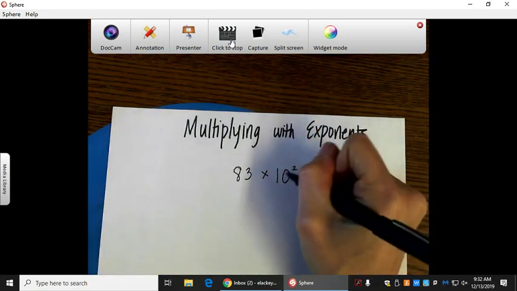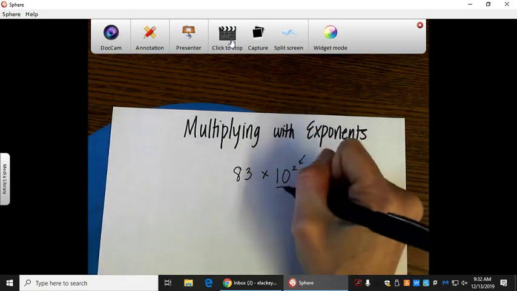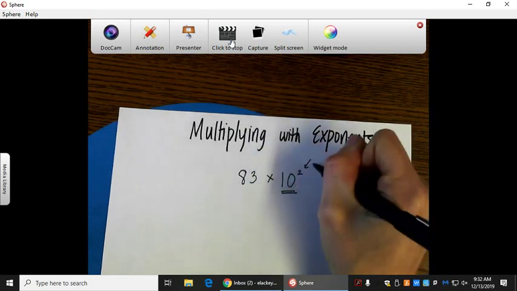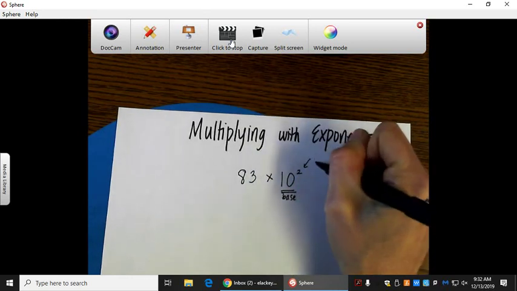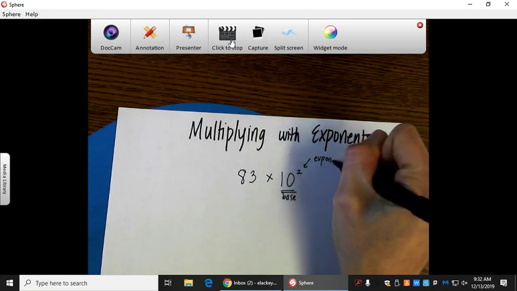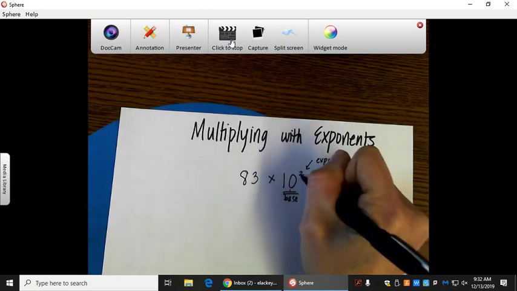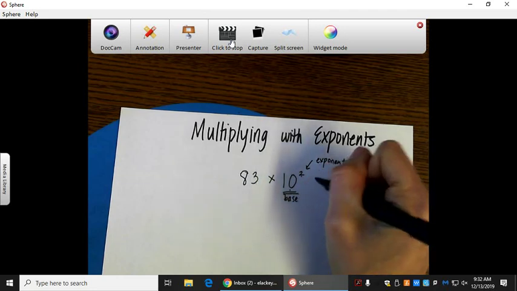You can read this as 10 to the second power. This is called the base, and this is called the exponent. So 10 to the second power, or you can read it as 10 squared.